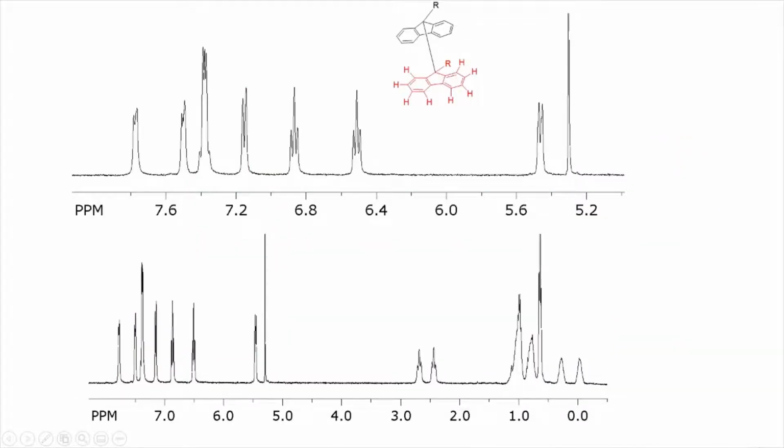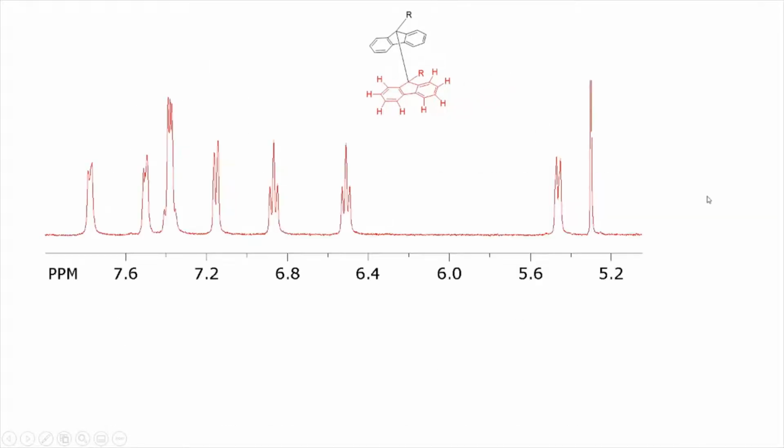So let's see, this is the same compound. We have taken the NMR at minus 90 degrees Celsius. That means the rotation around the carbon-carbon single bond is frozen, and it gives separated peaks for all those protons. So here we are seeing 1, 2, 3, 4, 5, 6, 7, 8 protons. If we start the numbering from here, 1, then it could be 2, 3, 4, 5, 6, 7, 8. Here, I'm showing the aromatic part.